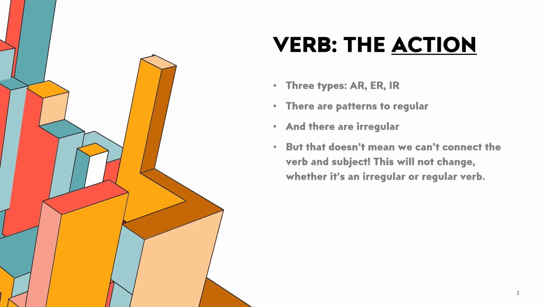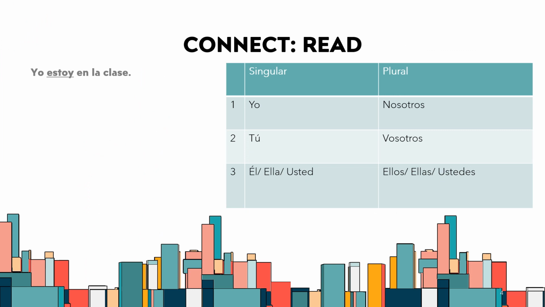However, even though those irregular verbs don't follow the same conjugation patterns as the regular verbs, it doesn't mean we can't connect the verb and the subject. This is something that will remain the same no matter what the verb is. We're always able to connect that subject and that verb in the exact same way. Look at how to do this.